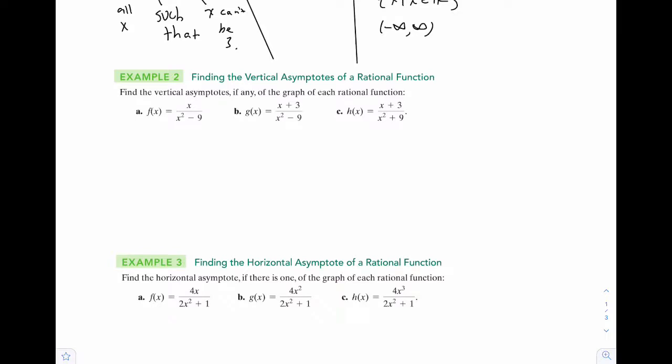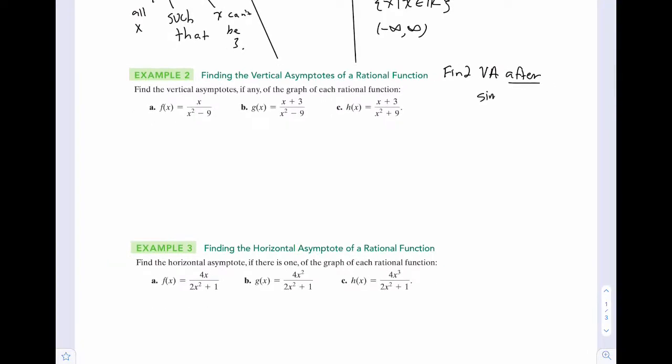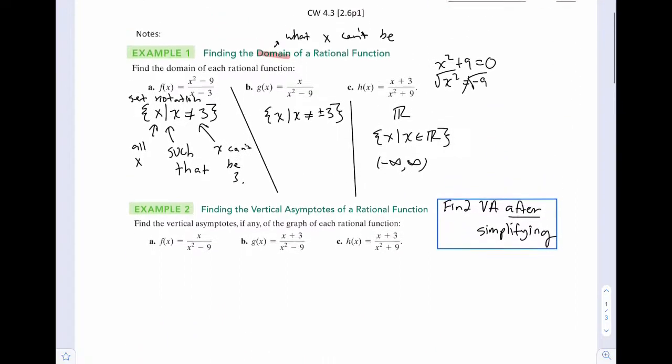Part 2, finding a vertical asymptote. So a couple things to remember here. You have to find the VA after simplifying. I can't emphasize how important that would be. I can't emphasize enough. You really have to write that down. You got to find the VA after simplifying.